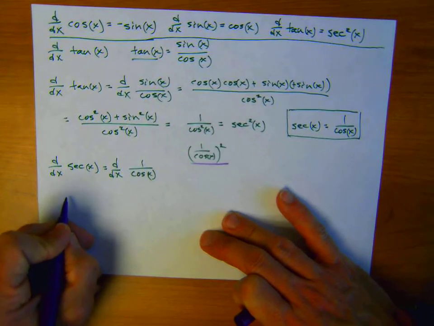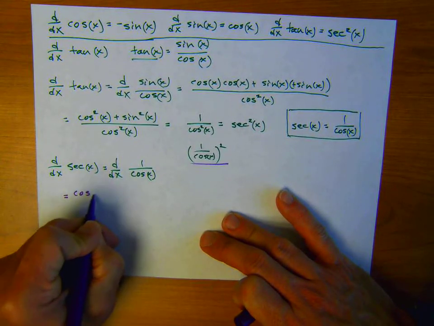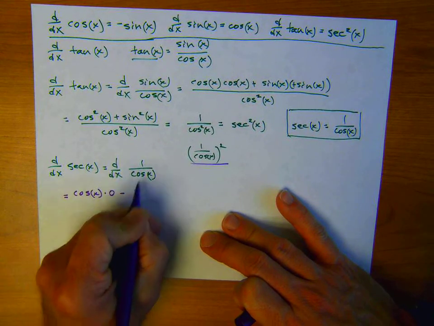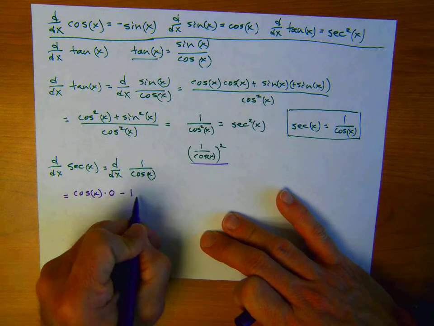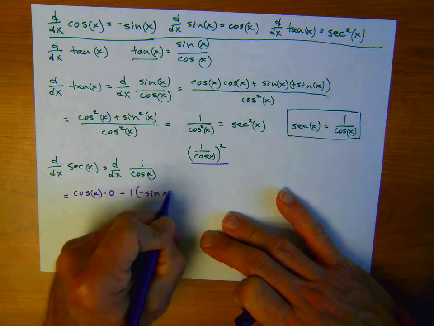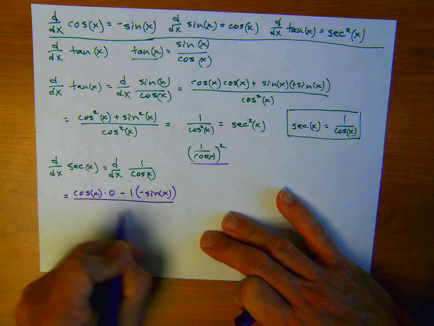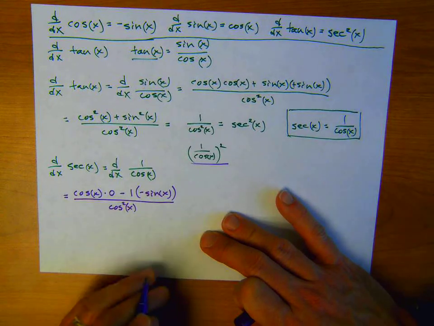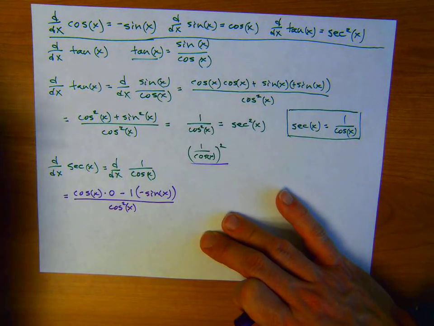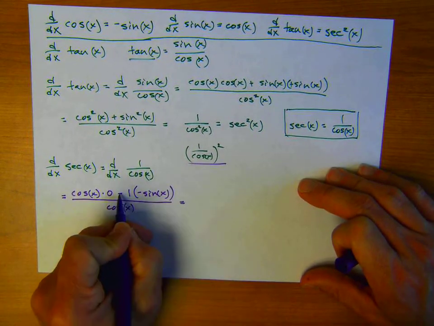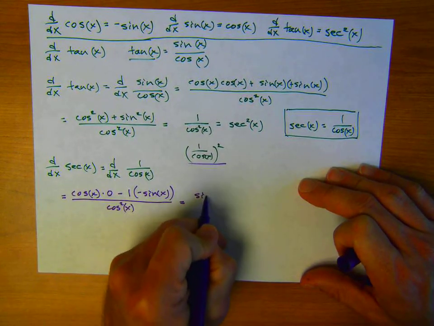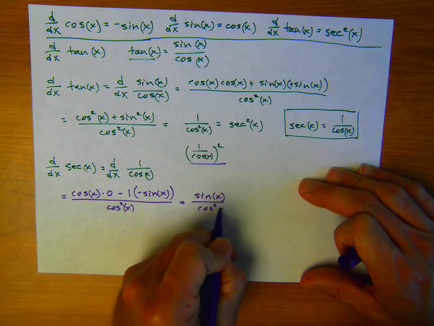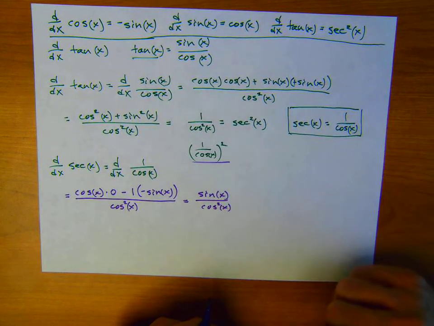Let's say that is going to be the denominator times the derivative of the numerator, and the derivative of 1 is 0, minus the numerator, which is 1, times the derivative of the denominator, which is minus sine x, over the denominator squared. Right? Okay, so now this is minus a negative, so I end up with sine x over cosine squared x, right?